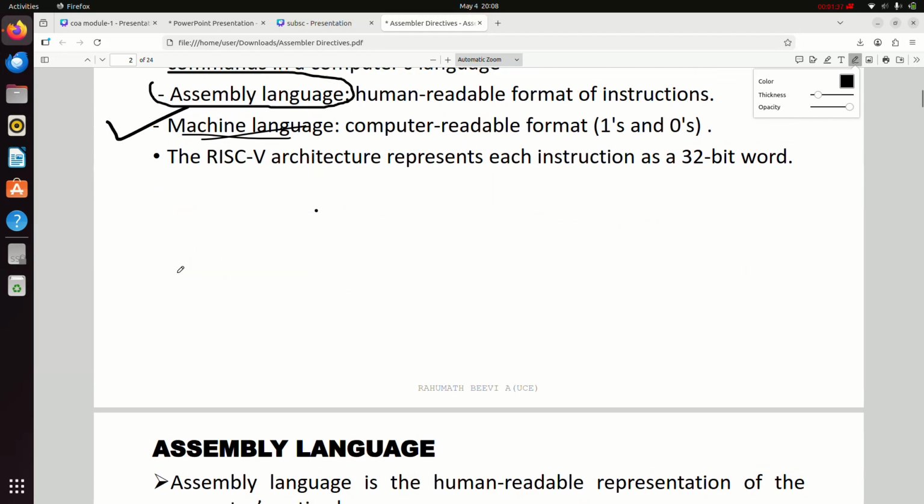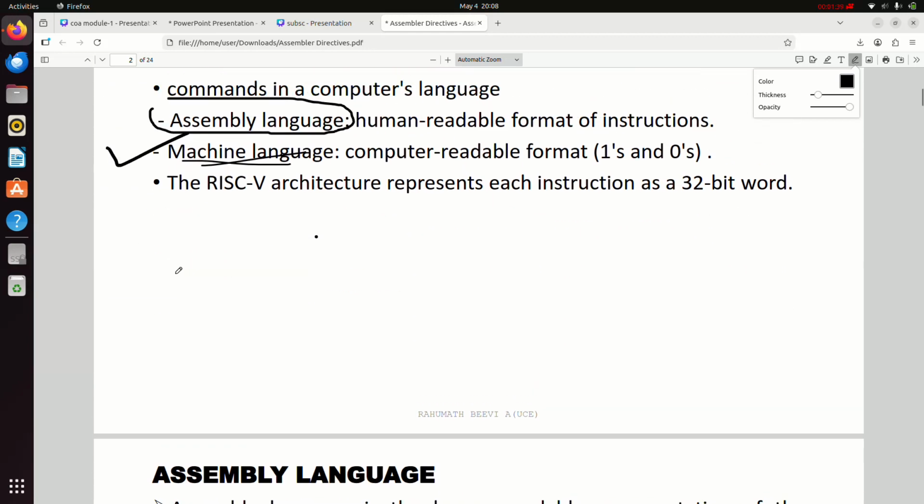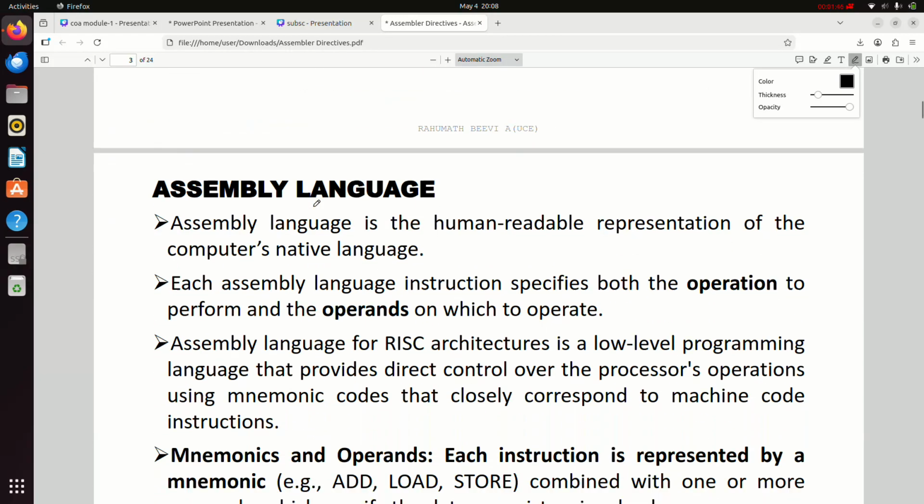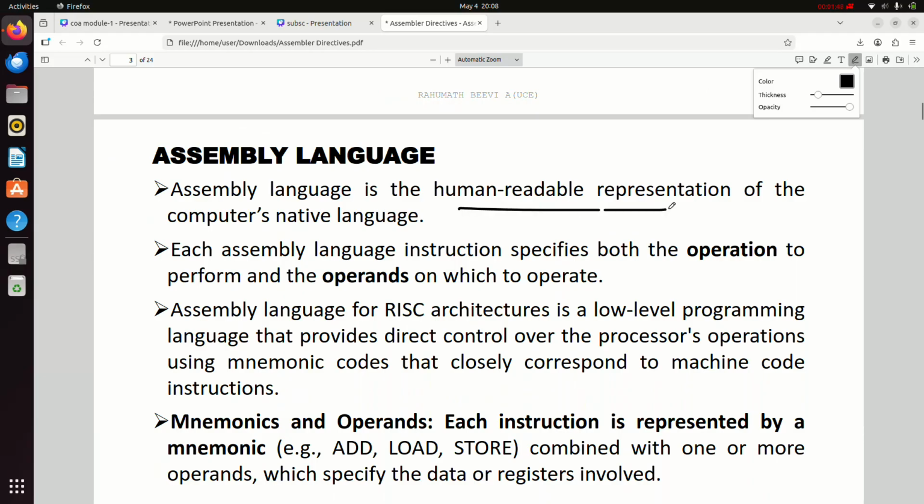Okay, so how can we convert the machine language into the assembly language? That is using the assembling method. Okay, so here if you see, assembly language is a human readable language, which is the human readable representation of a machine language. Fine, like that also you can say.